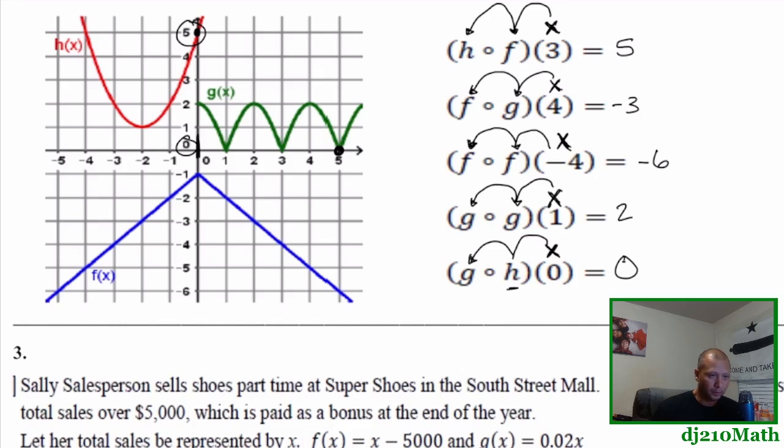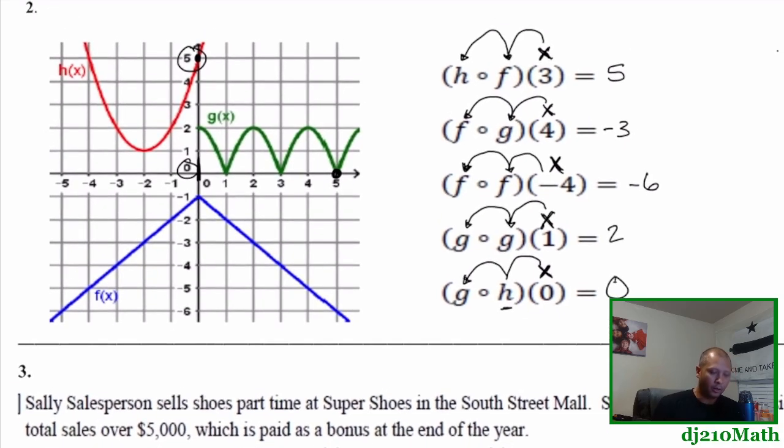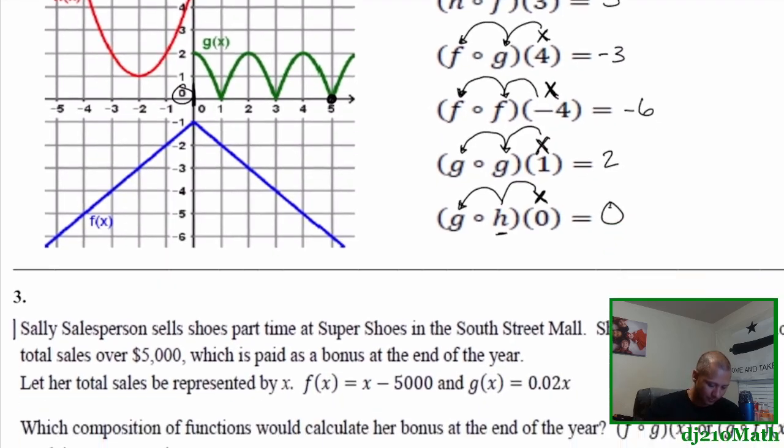So when you're working on the composition of functions composed like this, you always start with the most right number, right? That's your input. And then you work your way left in order. All right.